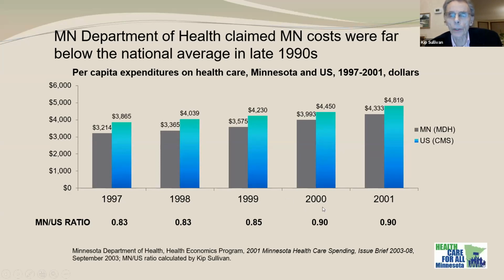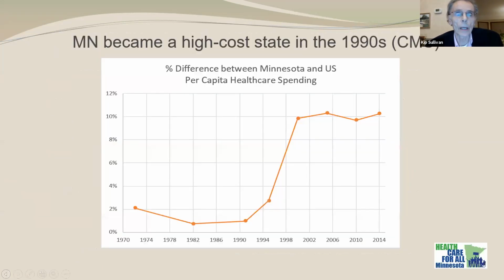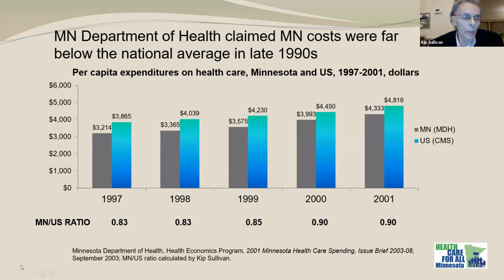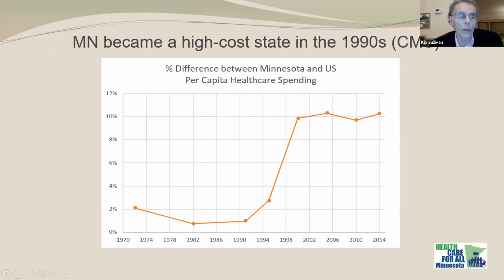You see, for example, that the Department of Health is claiming that Minnesota's per capita healthcare costs in 2000 were substantially below the national average of $4,450. They were saying essentially that our costs were 10% below the national average. And if you go back and look at this data, you see that our costs are 10% above the national average. The data you see in this graph is produced by the Office of the Actuary within CMS. CMS is the national keeper of national healthcare expenditure data.